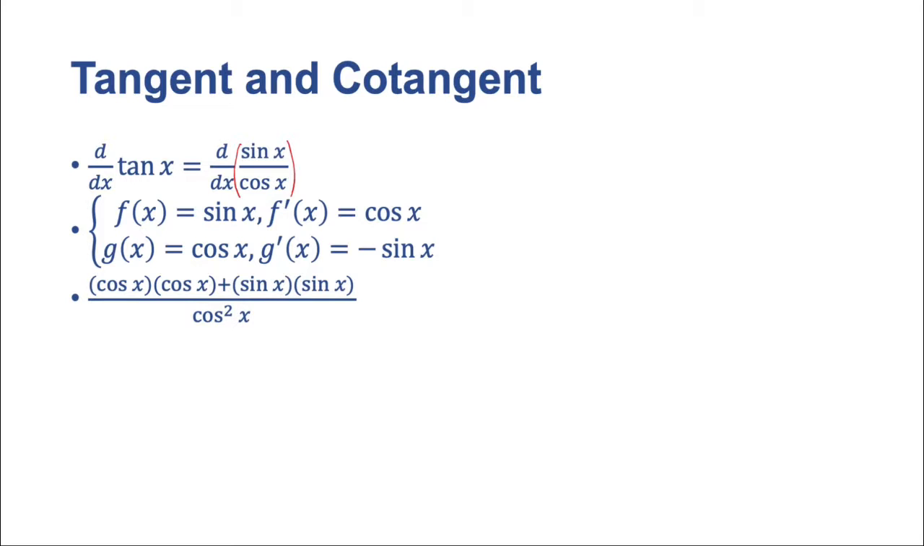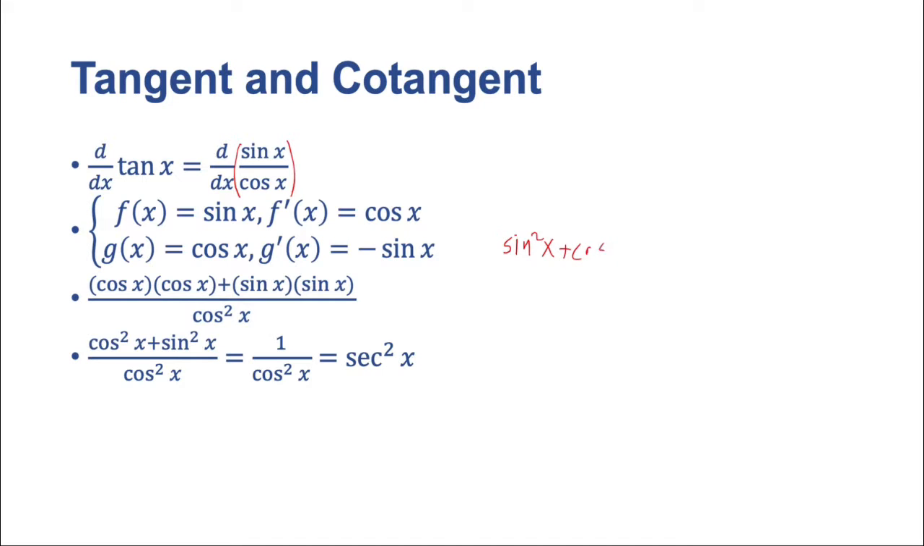So now we have cosine of x times cosine of x plus sine of x times sine of x over cosine squared of x. If we multiply this out, we get cosine squared of x plus sine squared of x over cosine squared of x. And because of the Pythagorean identity, sine squared of x plus cosine squared of x is equal to 1, which means that this numerator can become 1, so then we have 1 over cosine squared of x, and because secant is just 1 over cosine, that means that our derivative will be secant squared of x. So the derivative of the tangent is secant squared of x.